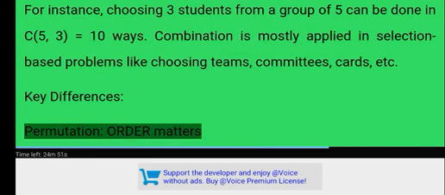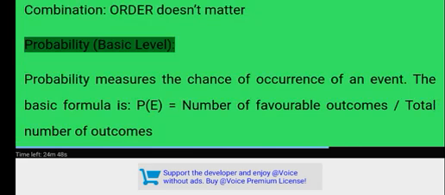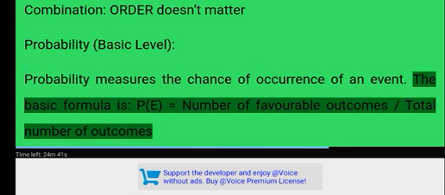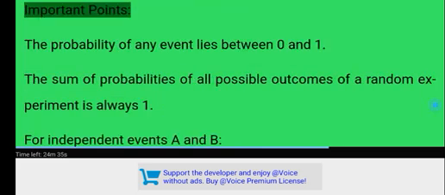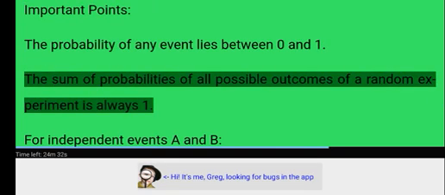Key differences. Permutation, order matters. Combination, order doesn't matter. Probability, basic level. Probability measures the chance of occurrence of an event. The basic formula is P(E) equals number of favorable outcomes divided by total number of outcomes. Important points. The probability of any event lies between 0 and 1. The sum of probabilities of all possible outcomes of a random experiment is always 1.